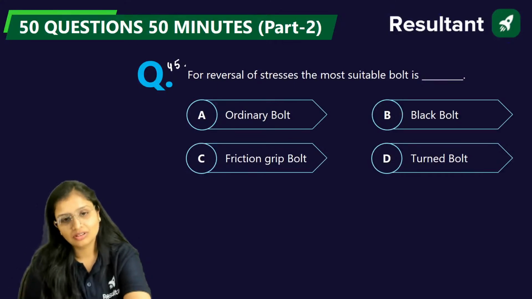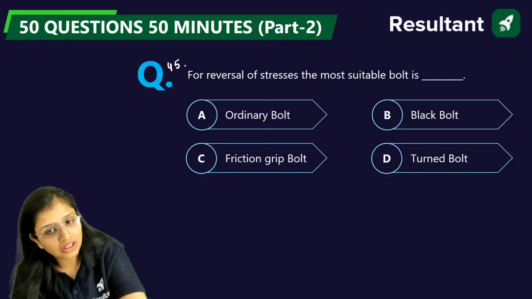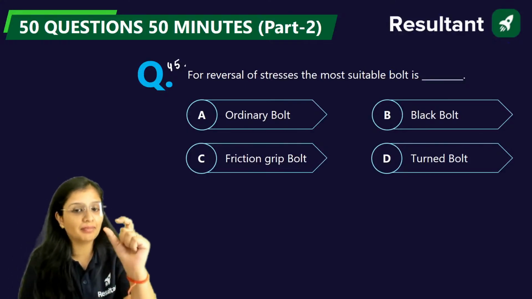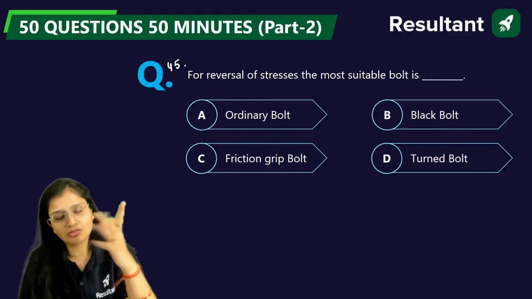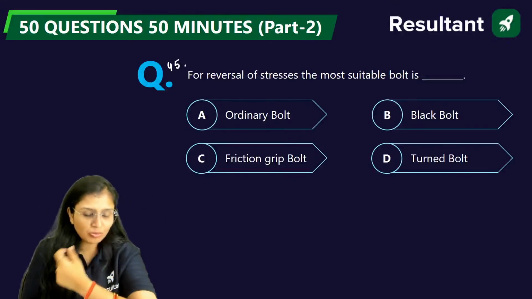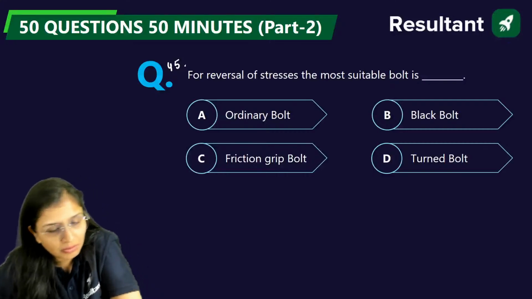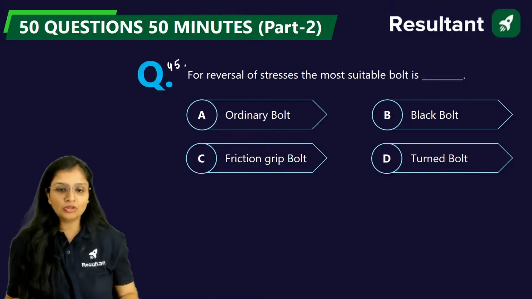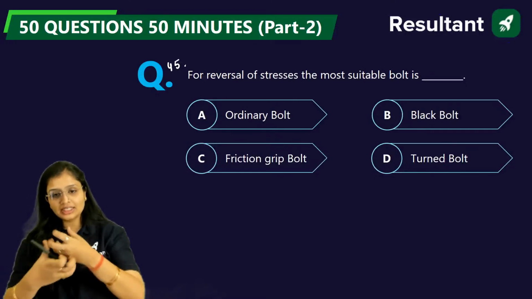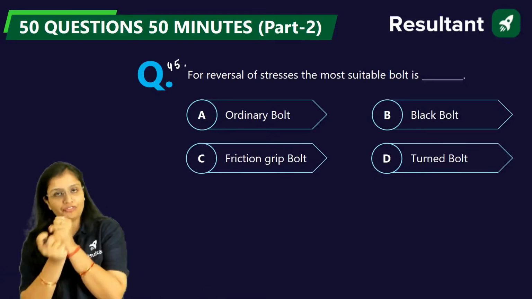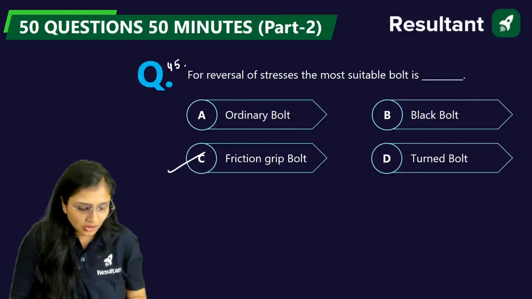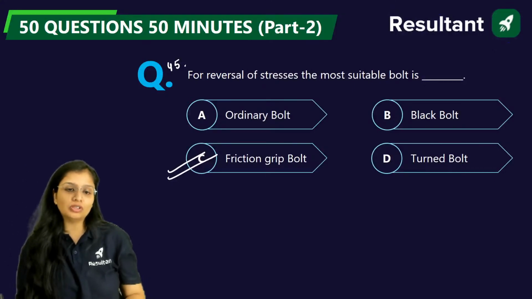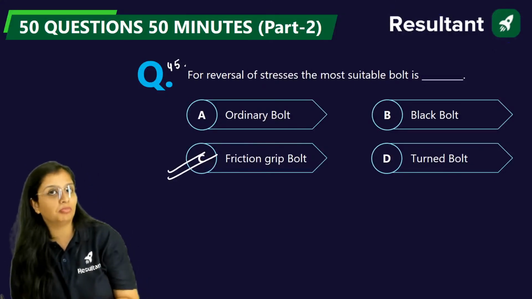And the others? For reversal of stresses, where stress reversals occur, which type of bolt? We cannot go for an ordinary bolt, it will fail. Which type of bolt is suitable? The most suitable bolt for reversal of stresses, which type of bolts do we use? In those cases, we need a proper grip for friction. So we use friction grip bolts. For reversal of stresses, the most suitable bolt which we use is the friction grip bolt.